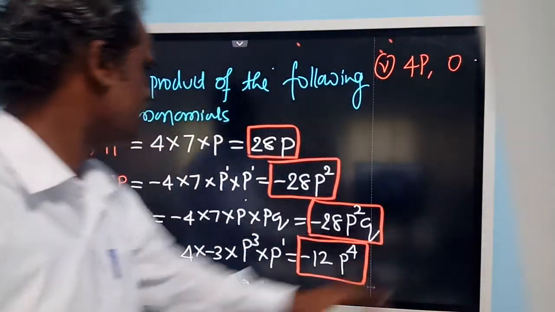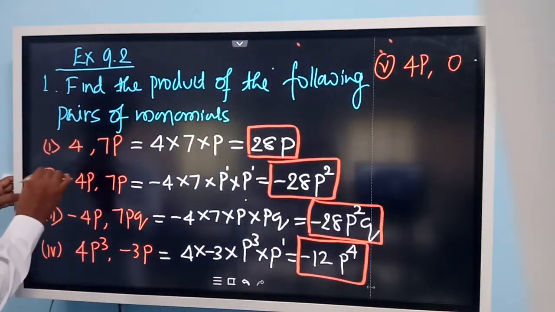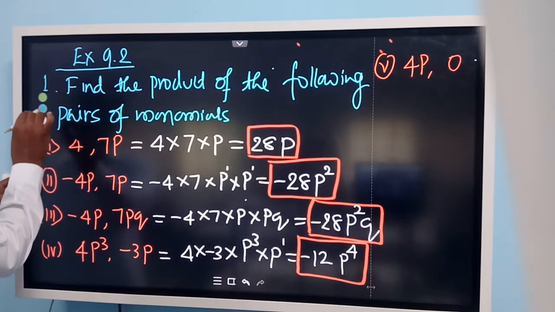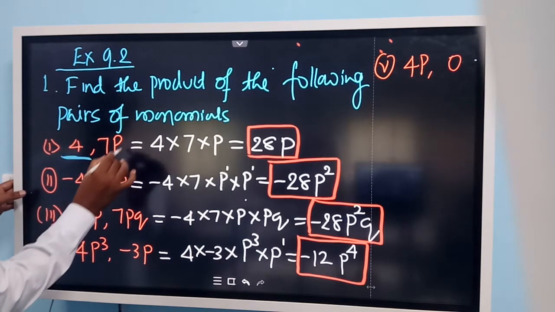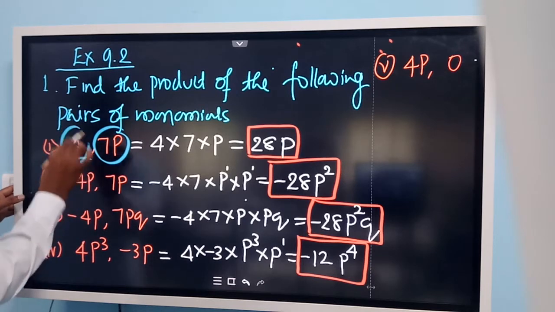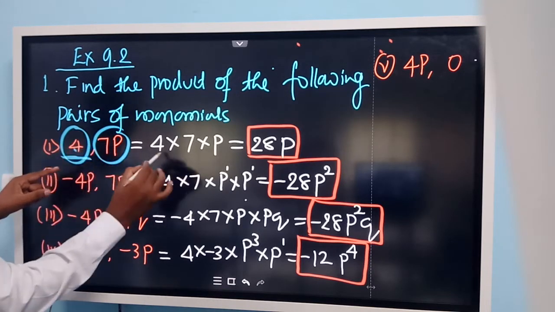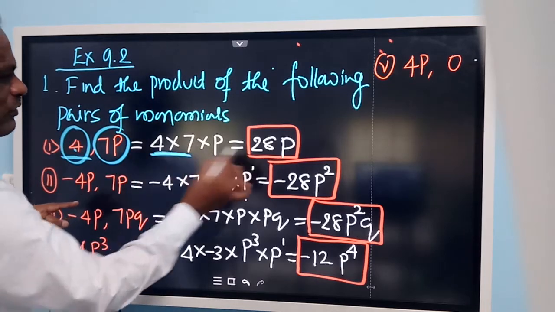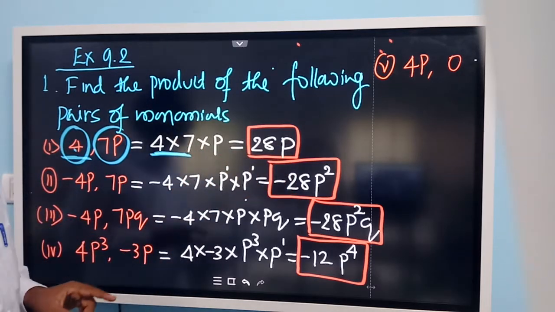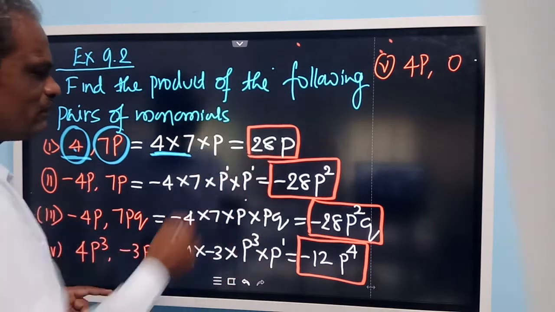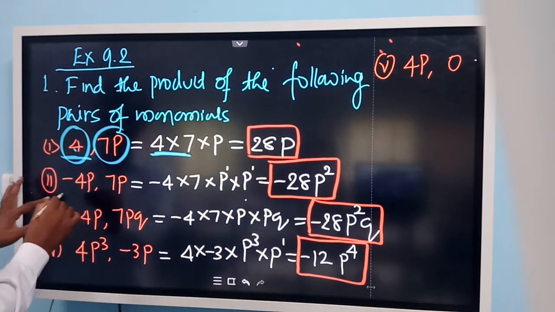Look at this once again. We have two monomials here, that is 4 and 7p. 4 is one monomial, 7p is another monomial. So when you are multiplying like this, first you multiply 4 and 7, so you will get 28p separately. If another variable is there, multiply that p also.